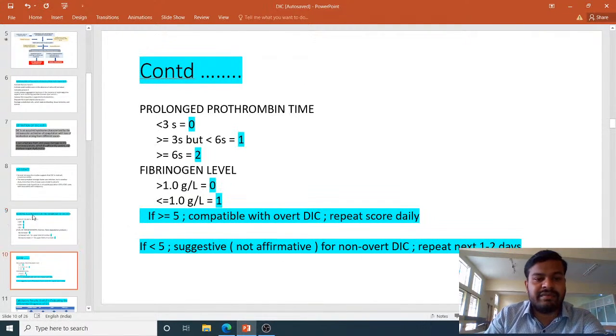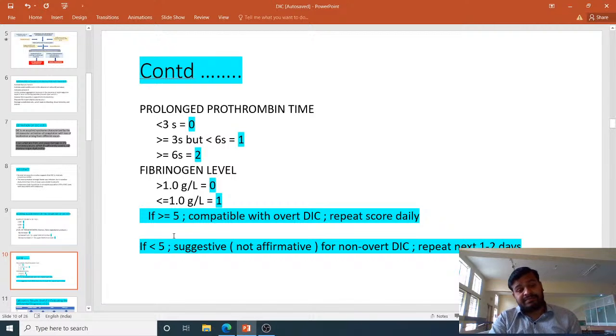The next, you'll see the prothrombin time. If it is less than 3 seconds, you give a score of 0. If it is more than 3 seconds but less than 6 seconds, you give a score of 1. If it is more than 6 seconds, you give a score of 2. And the fibrinogen level, if it is more than 1 gram per liter, then you give a score of 0, and less than 1 gram, you give a score of 1.